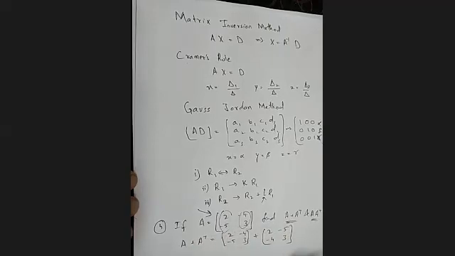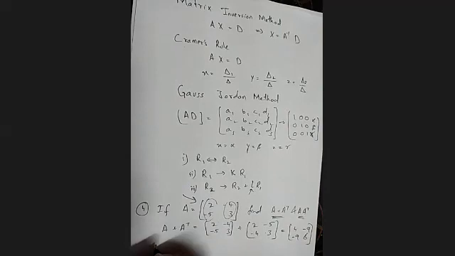Now add these two matrices. What will you get? 2 plus 2, 4. Minus 4 minus 5, minus 9. Minus 5 minus 4, minus 9. 3 plus 3, 6. Okay.